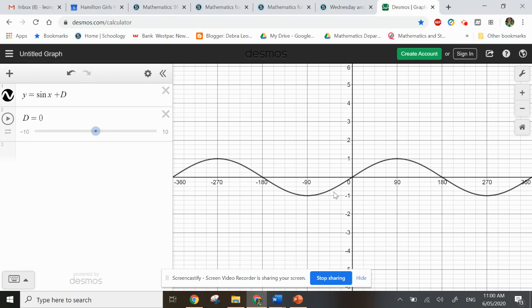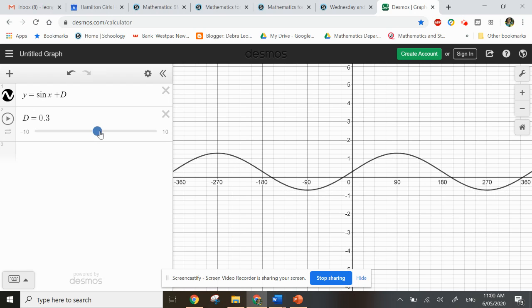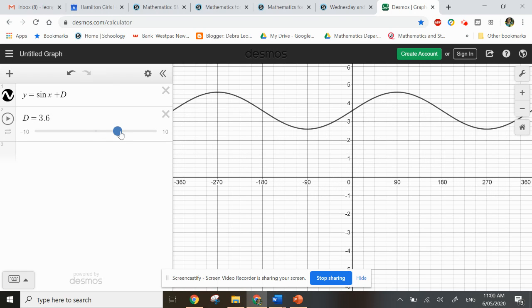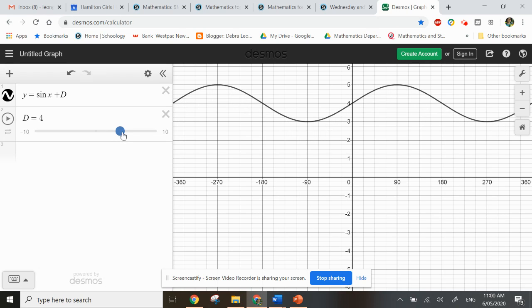Okay, sine of x plus d, where d is 0. If I move it upwards, then the graph should move upwards, and it doesn't change the curve at all. It just shifts it up. I'm going to stop at 4, so therefore it's just moved up by 4. So the critical point is that the center is at 4, which is the number that is here, and the amplitude in this case is 1, so it goes up as far as 1, down as far as 1. So the 4 will give you the center.